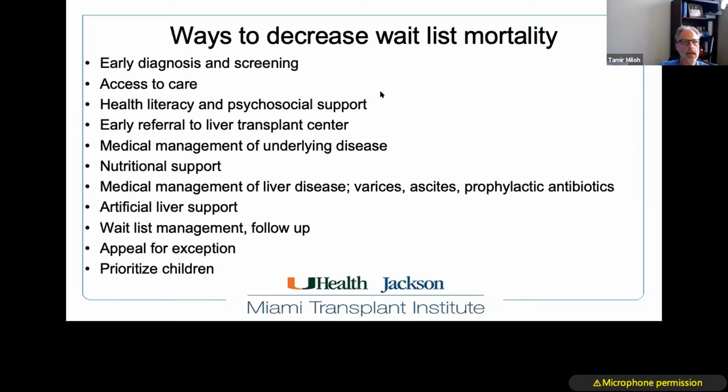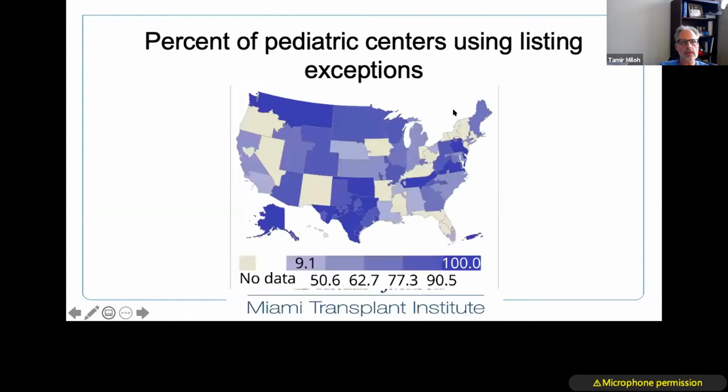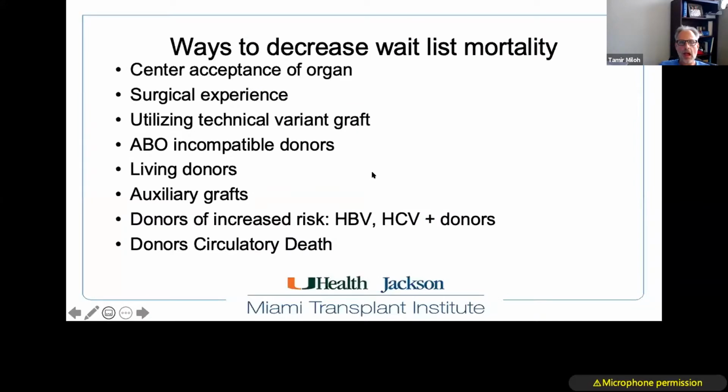But from a surgical standpoint, there are ways to decrease waitlist mortality. You can see here that there's a significant variance in the percentage of centers who are using exceptions. If you want to manage your wait list, it is very important that you appeal for these kids. But surgical ways to decrease waitlist mortality are definitely center acceptance of an organ. The more aggressive or liberal a center is in accepting organs, the less likely patients are to die.